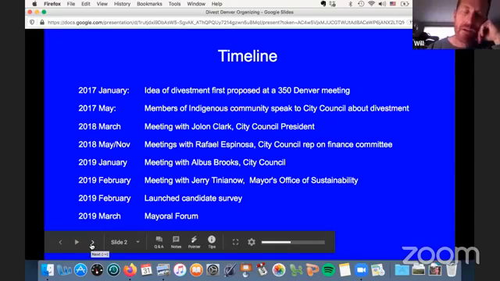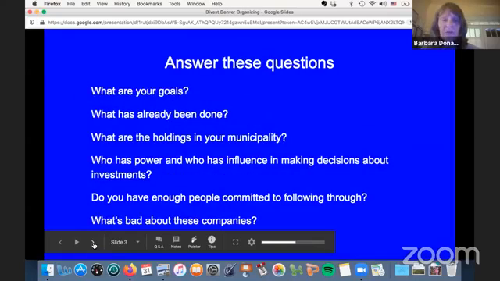Barbara, it might be useful if you briefly point out to people how municipalities might be financing fossil fuels. You might get into that as well. I kind of touch on that, but I think Dan can probably go into more detail about it.